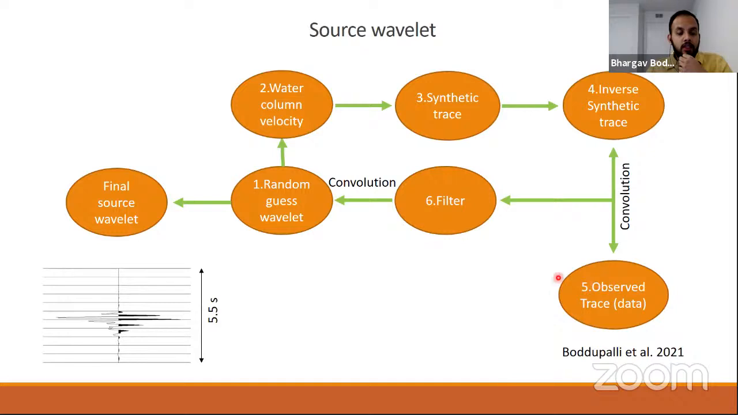For the source wavelet, we had a workflow. Initially, we took a random guess wavelet, and using the water column velocities, we generated a synthetic trace. Then we tried to match the synthetic trace with the observed data. For this matching, we calculated the inverse of the synthetic trace and performed the convolution between these two, and that gives us a filter. We applied this filter to the guess wavelet, and that transforms it into the source wavelet that is capable of predicting the data.